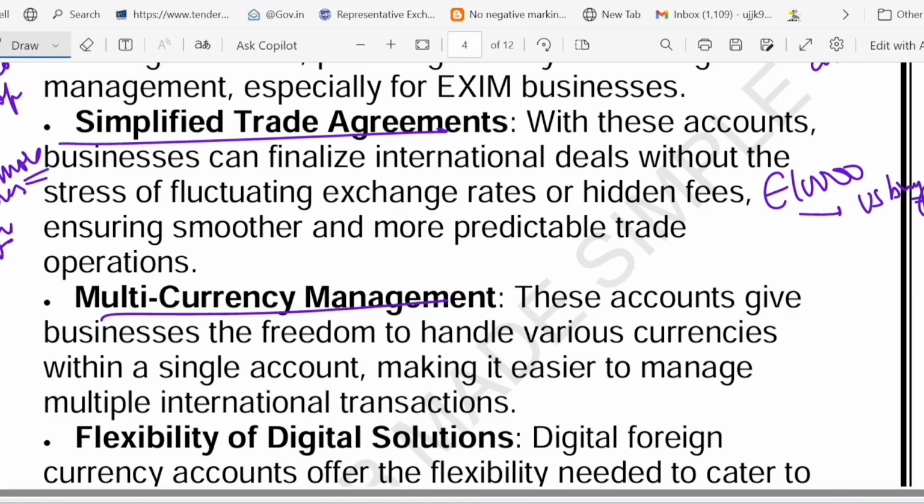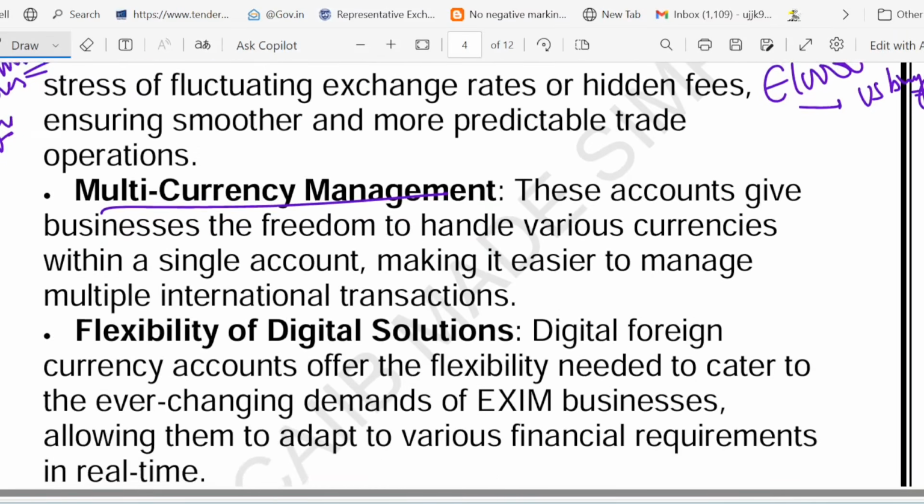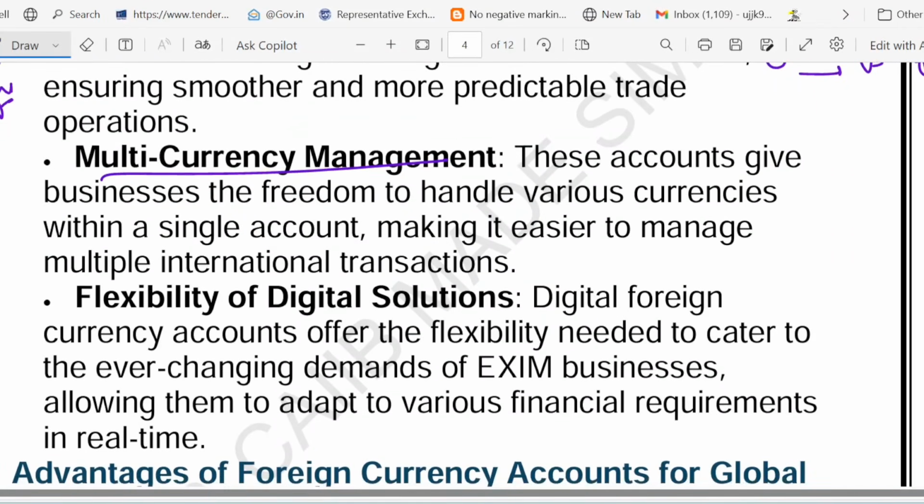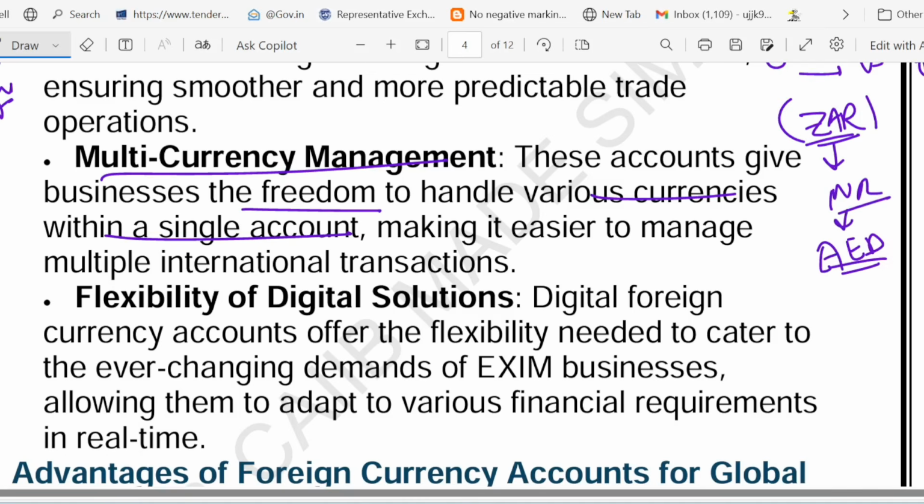Then multi-currency mastering, or multi-currency management. What it means is one account to rule all the currencies. Yes, it gives the business the freedom to handle various currencies with just a single account. Suppose, for example, a Dubai gold trader buys from South Africa, where the currency is ZAR. They sell to India, INR, and pay expenses in AED, all from one dashboard. That is the benefit.